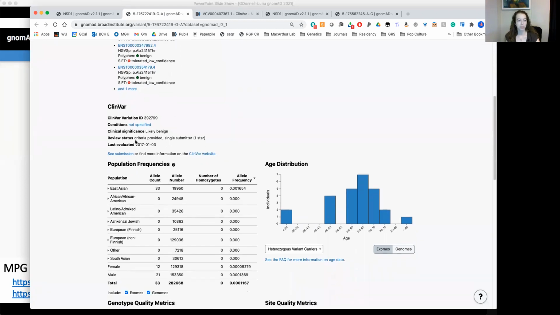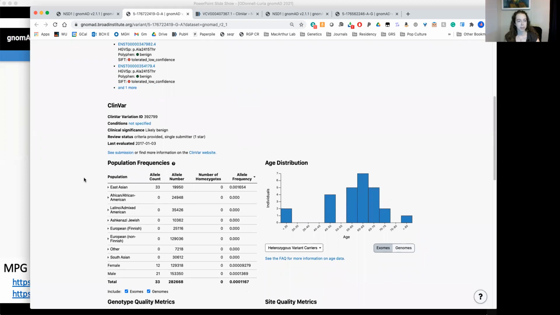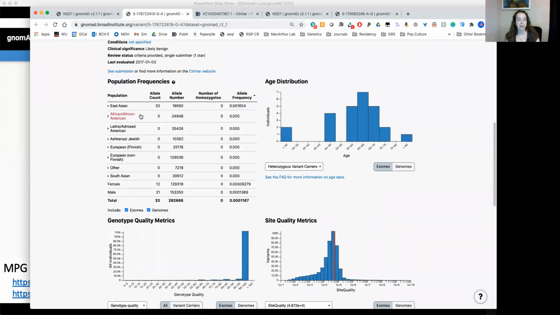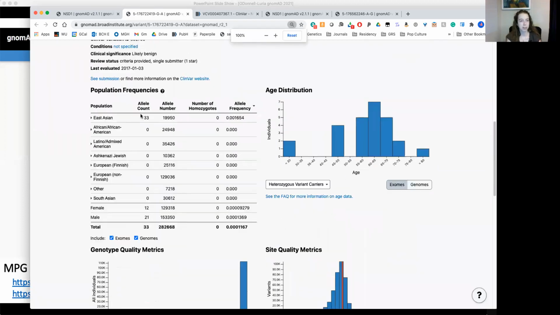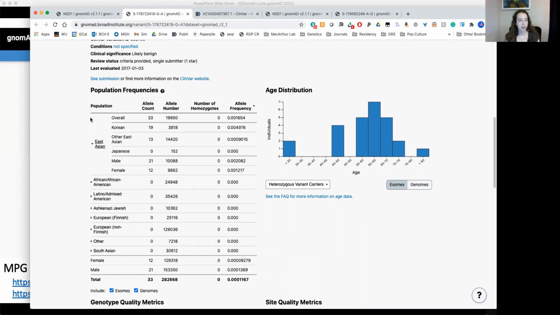It gives you the information from ClinVar here, again, that was present on the previous page. And then this is really the heart of the variant page. I'm going to zoom in a little here. You can see that this variant is present 33 times. It's actually only found in East Asians. And if I open this up, I can see it's found often in Korean or other East Asians.